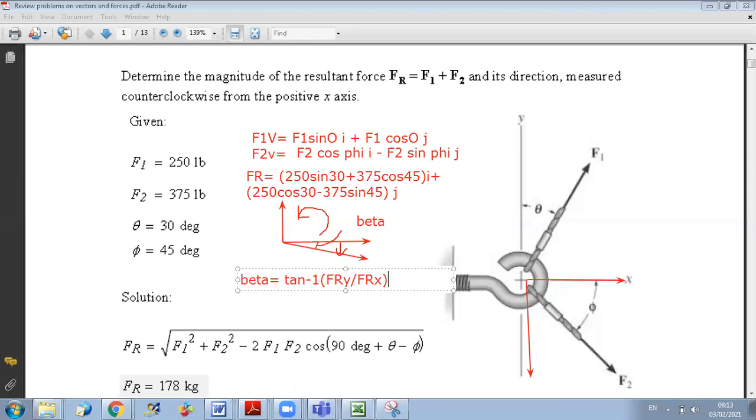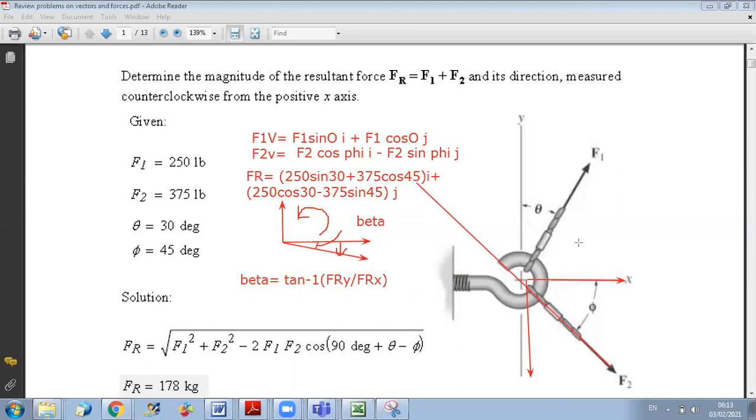So we don't put absolute value. It will be minus the angle we get. When we do tangent minus 1 on the calculator of a negative result, it will already give us a negative angle. But even if it gives a negative angle, we have two choices. It can be in the first quadrant or in the second quadrant.